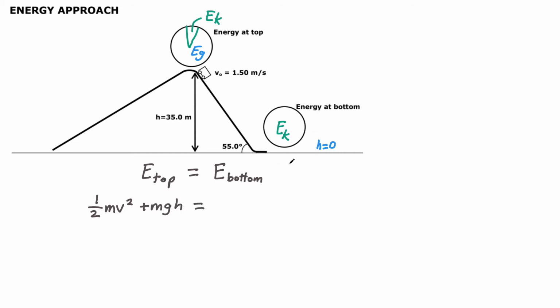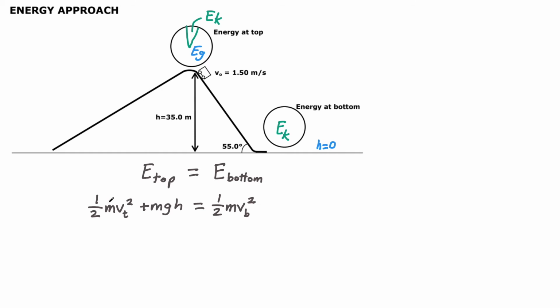At the bottom of the hill, we only have kinetic energy. Again, that formula is 1/2 mv squared. Note that this velocity will be different. If you need to differentiate those two velocities in your mind, you could use subscripts to specify that this is the velocity at the top of the hill, vt, and this is the velocity at the bottom of the hill, vb.